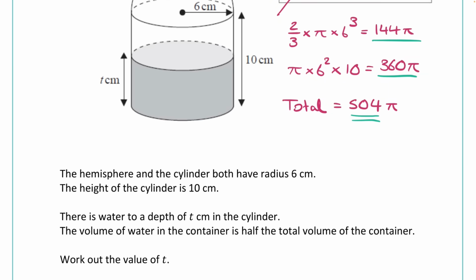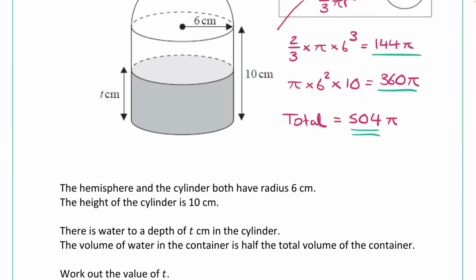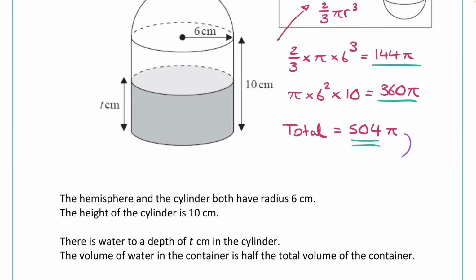Now it says that the water is half the total volume. So if I divide that by 2, which will give me the volume of the water, that gets me 252 pi. So the volume of the water is 252 pi. There we go, there's a key number.